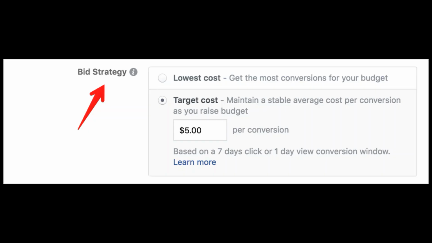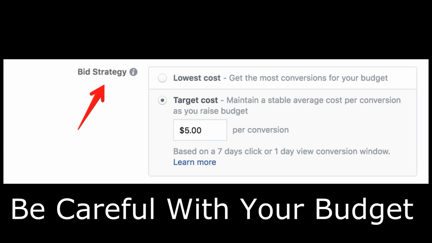5. Establish a bid strategy and budget. Finally, it's critically important that you set a bid strategy and budget. Otherwise you'll end up spending way more than you intended. Thankfully, Facebook makes this easy by allowing you to use what's known as optimized CPM.